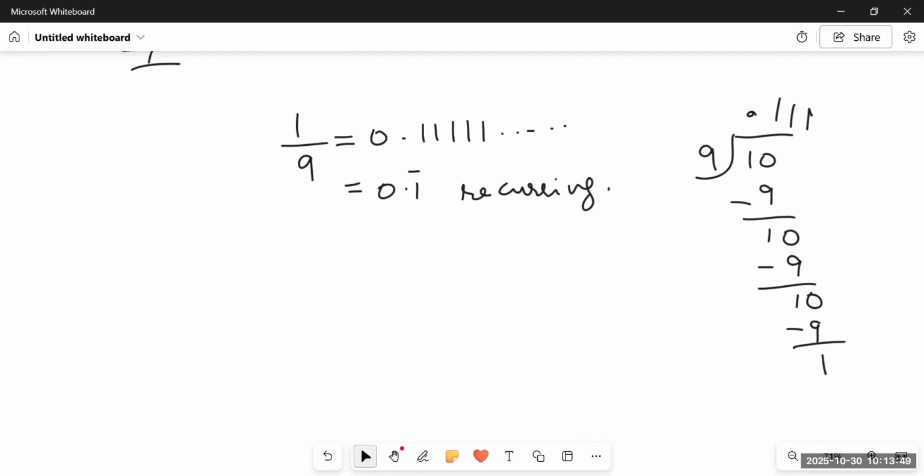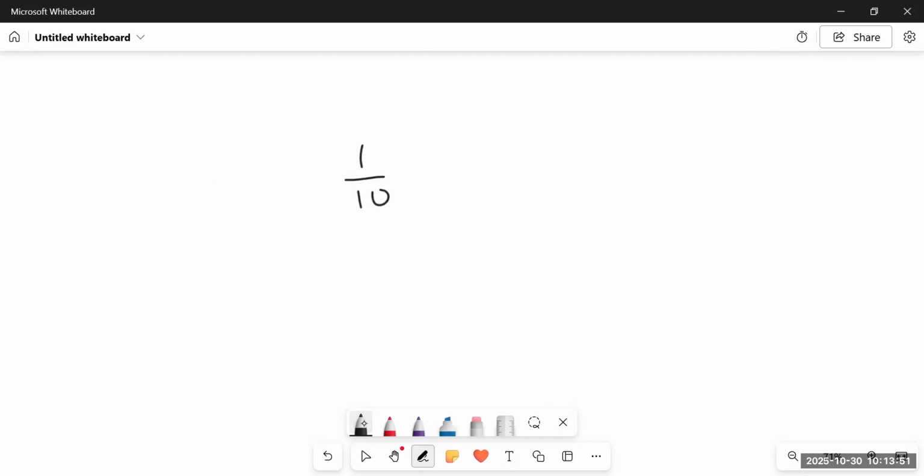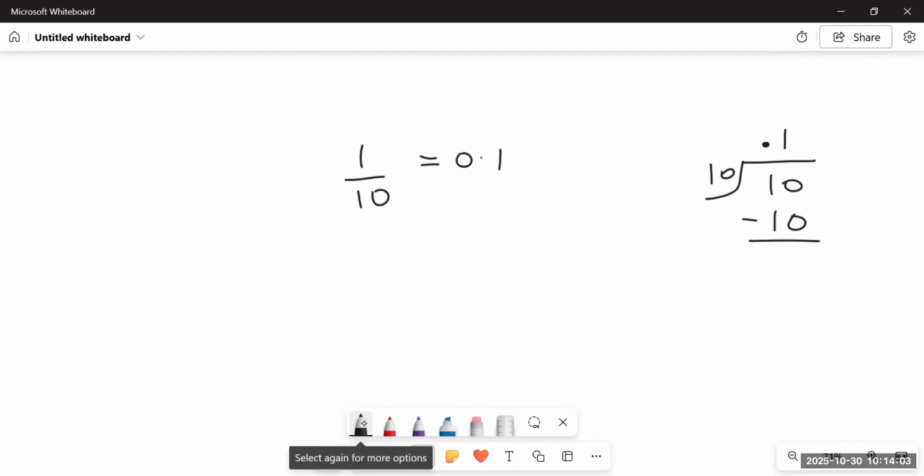Then 1 over 10. 1 over 10 equals 0.1. We already know that. Let's check it out. Here it's 10. So we'll put a decimal over here. Sorry, it would become 10. 10 ones are 10. So it's a terminating decimal.